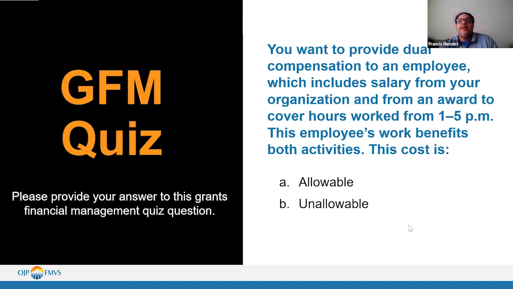Okay. Yeah, so it is unallowable. You cannot charge the government and your organization for the same amount of work. You can't double dip. So that's unallowable. Let's go to the next question.